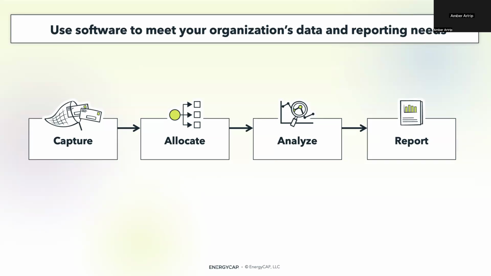Then we take that data once allocated and we analyze it. This is where we run the audits. We ensure that it's valid and accurate, and we help you identify any anomalies in that data, maybe identify some energy hogs and areas for improvement and operational efficiency. And then we make it super easy for you to report on that data that you can trust is accurate and auditable.